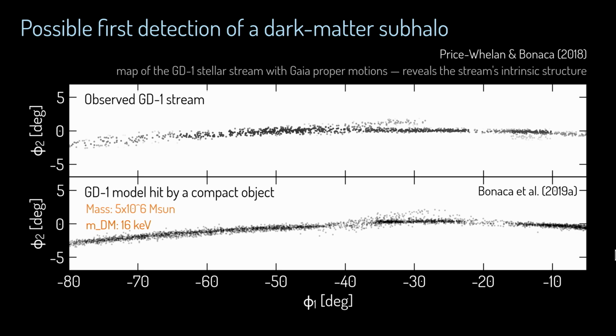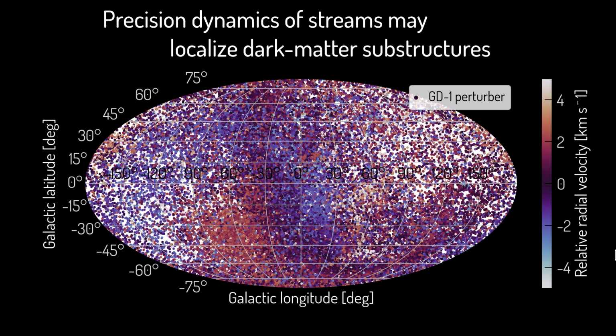I ran a number of models with different orbits that reproduce the structure of the stream, and found that the object could be literally anywhere in the sky. But the model was predictive. The color coding here is by the relative radial velocity between the main stream and that spur of stars. You can see that the range is not very large. It's on the order of a few kilometers per second.